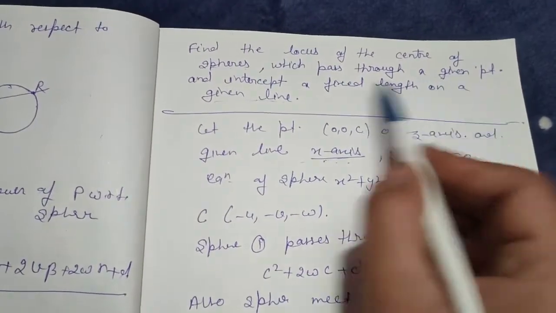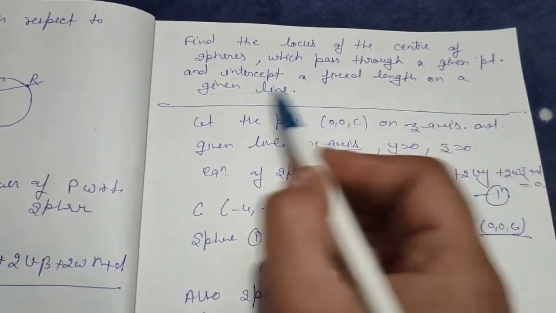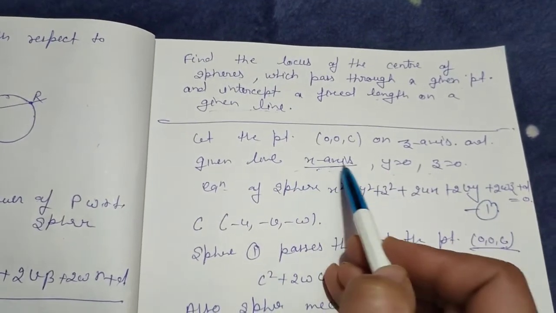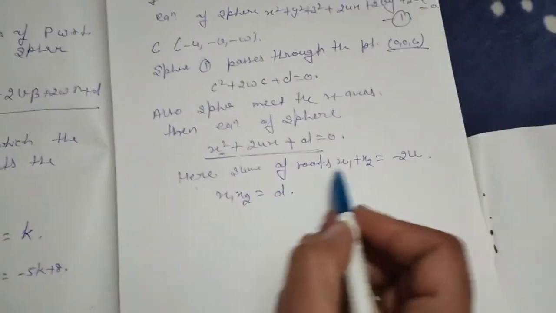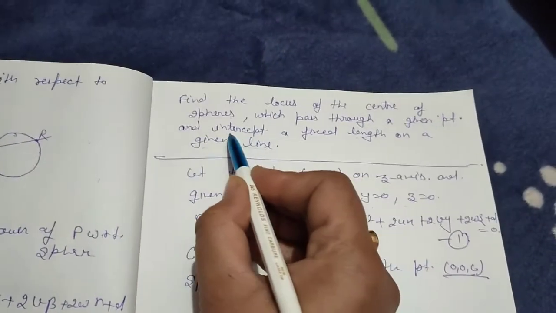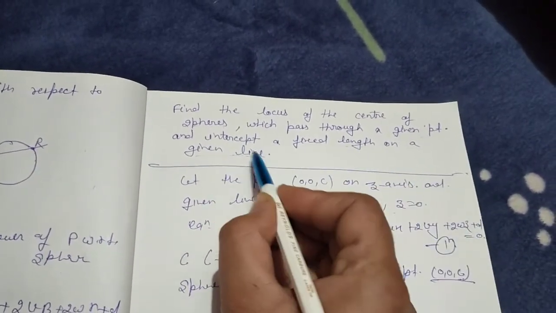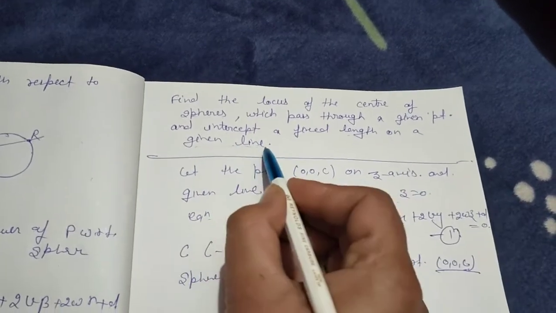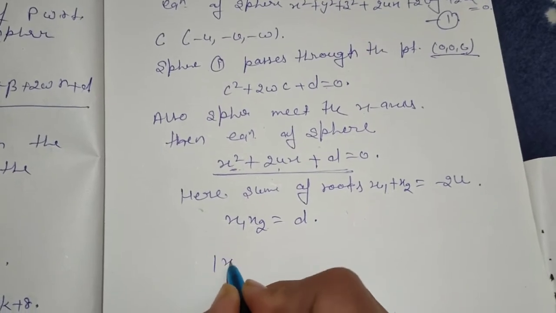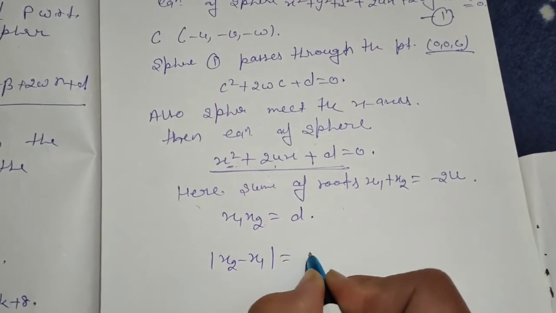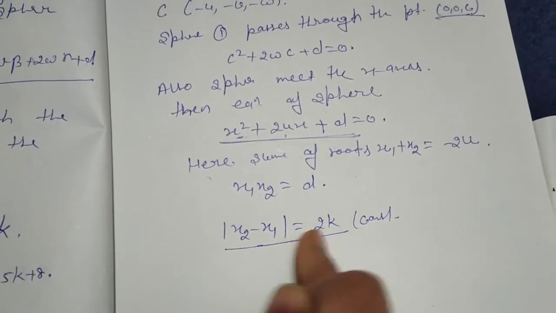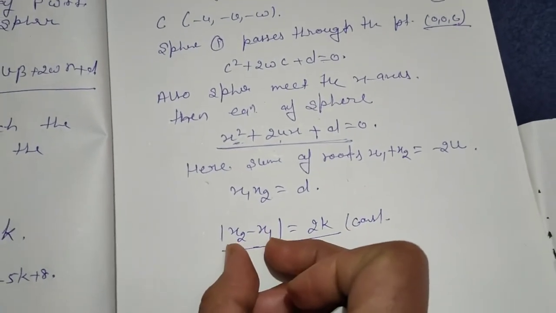The sphere intercepts a fixed length on the given line. The given line is the x-axis, and the roots x1 and x2 are on the x-axis. So the fixed length intercepted on the x-axis is x2 - x1 = 2k, a constant. This is the fixed length on the x-axis between the two roots.